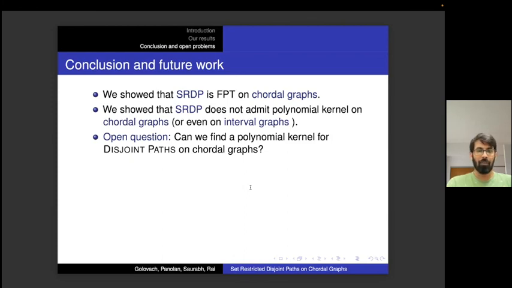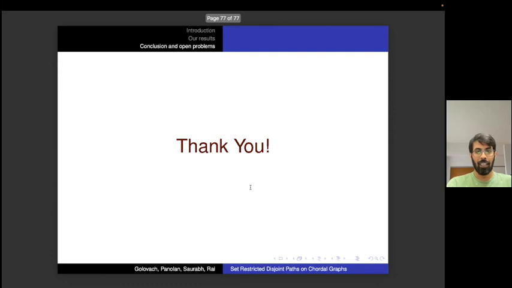And this SRDP negative result, as I said, does not seem to work with disjoint paths because it utilizes the domains property quite crucially. So this is an open question for those who want to work on it, and thank you for your attention.